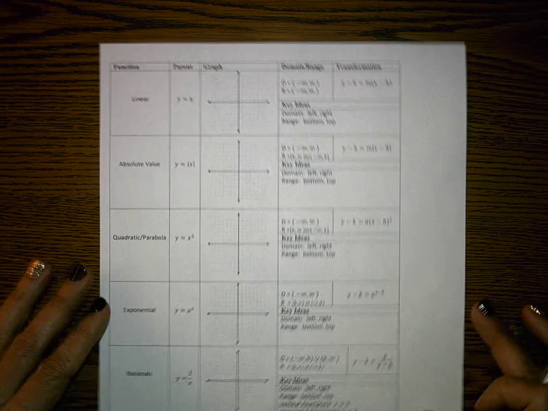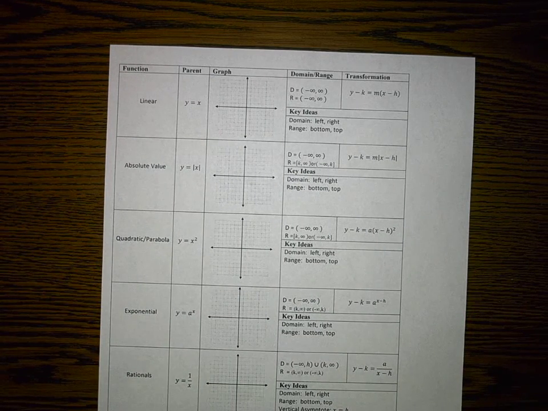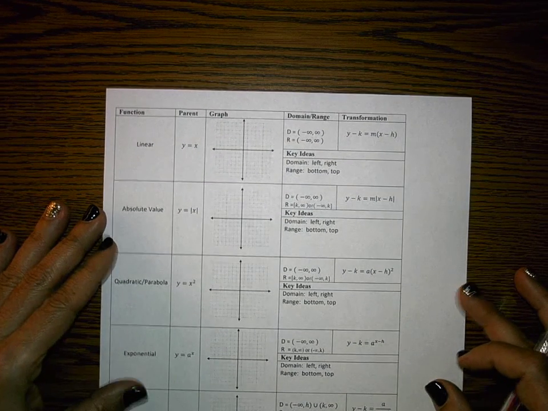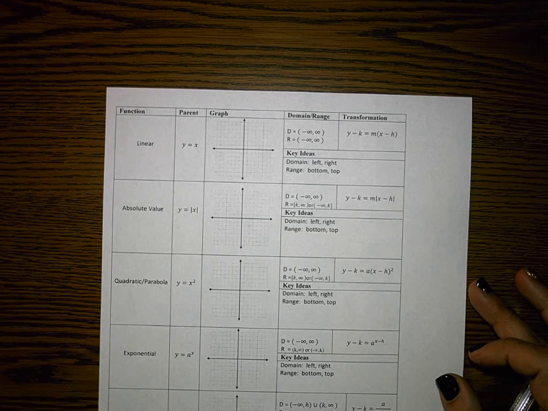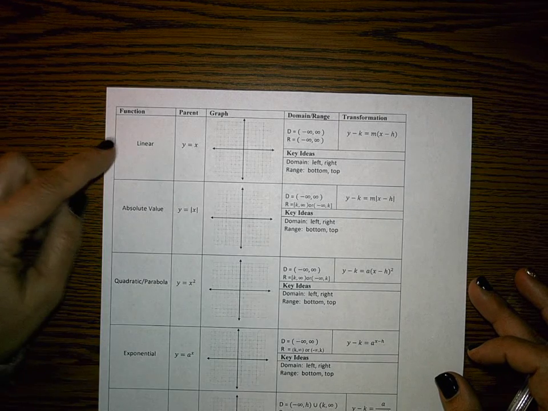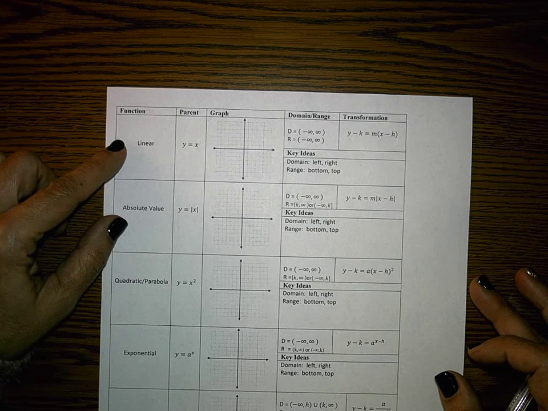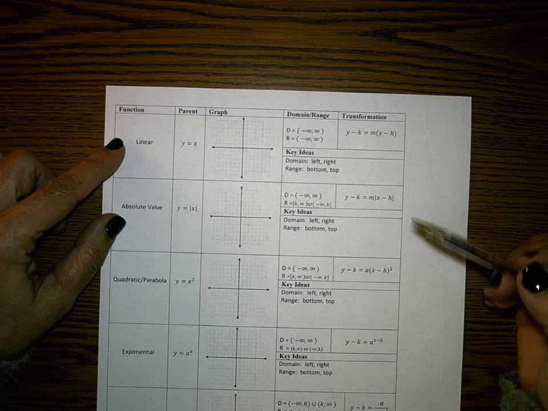Okay, so I gave you in class this little formula sheet over here. You cannot use formulas on the test, of course, but this is a good summary of everything we learned so far. So the very first thing we learned was reviewing lines, linear functions, and absolute value, linear absolute value. Those things we learned in Math 1.